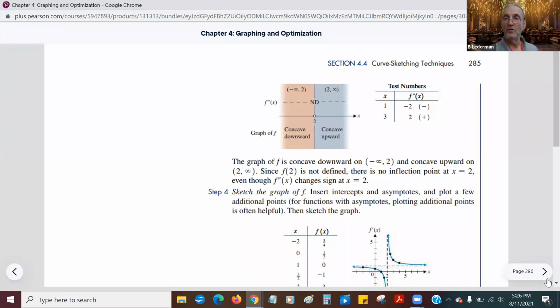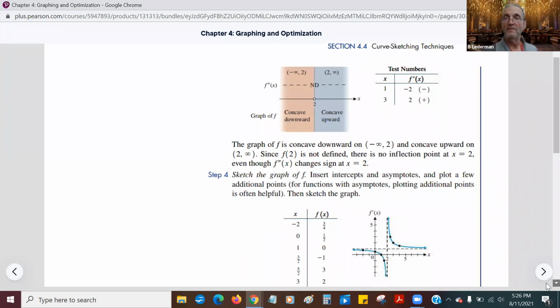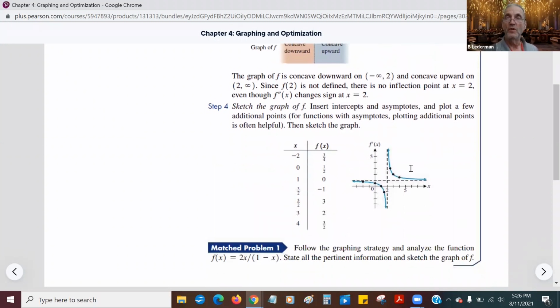Now sketch the graph. If we use all the information that we have, we know the asymptotes, the intercepts, and the concavity, so basically we could try testing out a few points. What we wound up with is, as you know, a hyperbola. Here's one asymptote, there's the other asymptote, that asymptote, that asymptote. So this is a hyperbola.